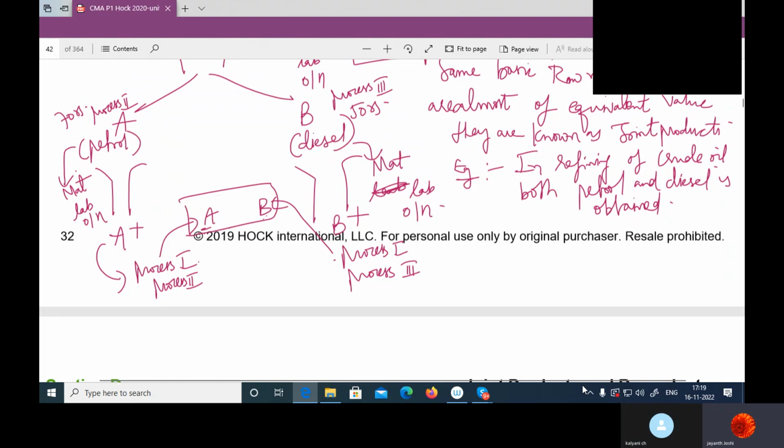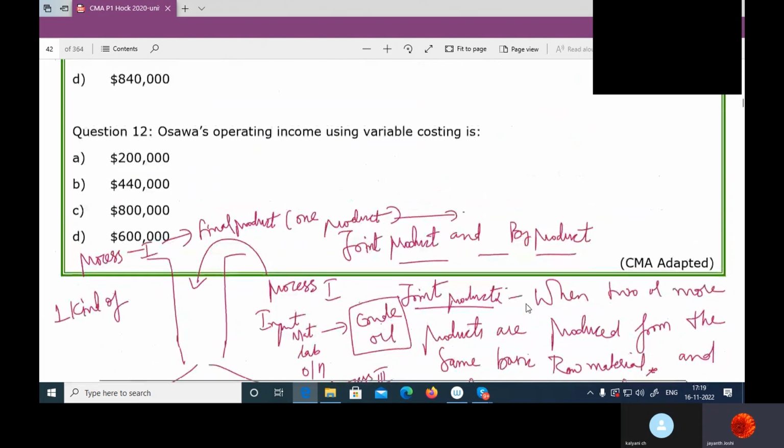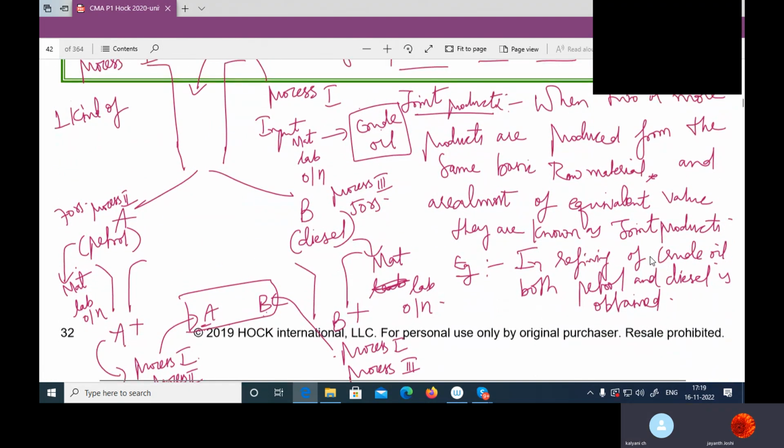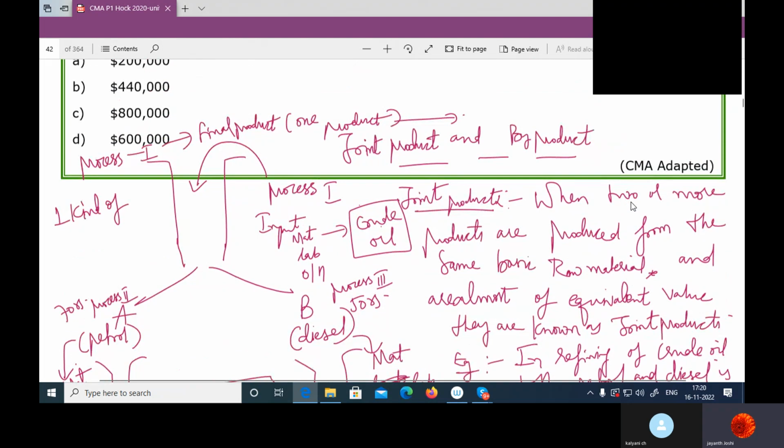Then we will discuss something about byproduct also, because I have written the heading here. What is a byproduct? A byproduct is something which we are not aspiring to make. That means we don't desire to produce it, but in this process it automatically gets produced. Understood? It is nothing but a waste, something that arises when you are producing something.